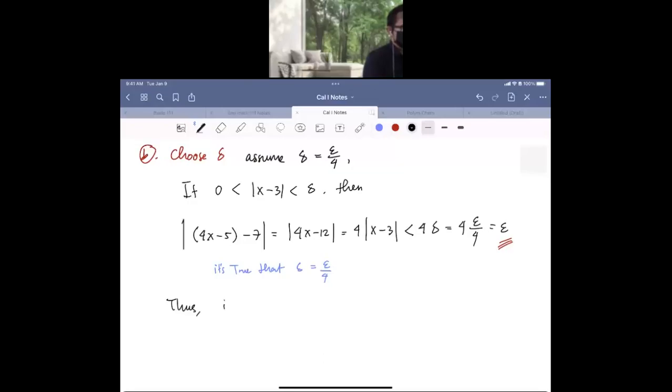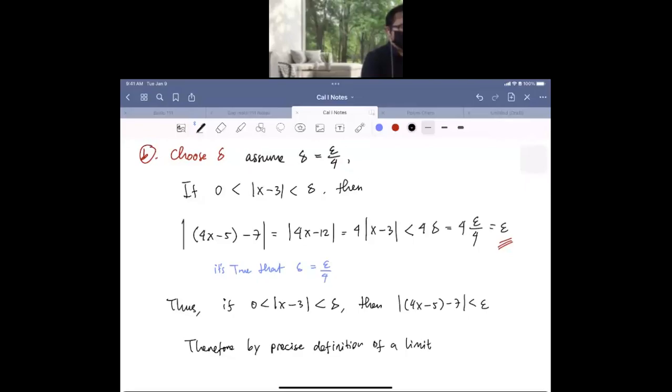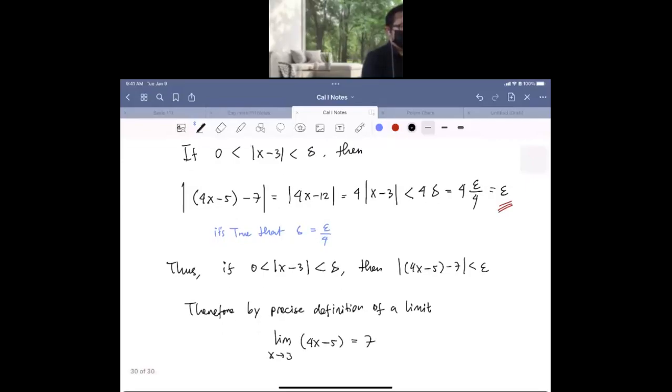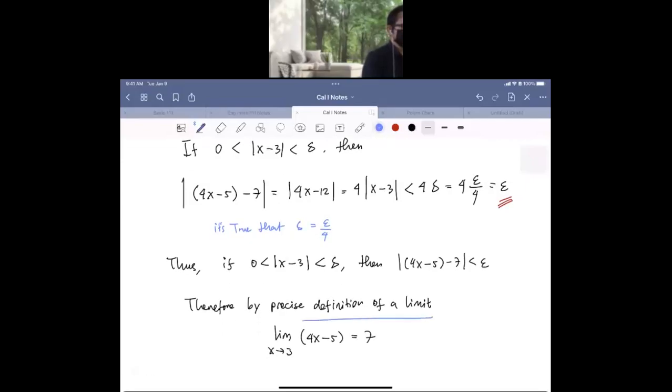And thus, if 0 less than |x minus 3| less than delta, then |4x minus 5 minus 7| is less than epsilon. Therefore, by the precise definition of limit, the limit as x approaches 3 of 4x minus 5 is equal to 7. Okay, so this is true.